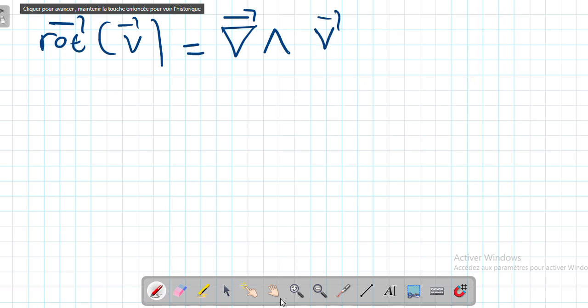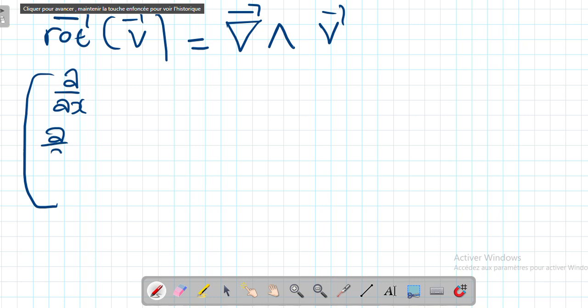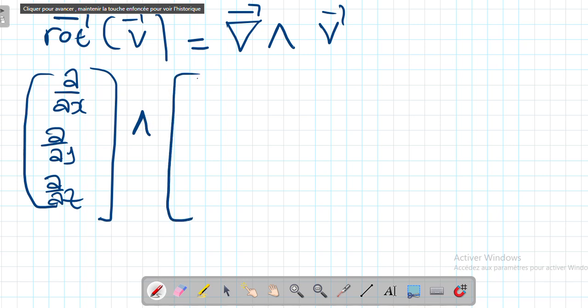So the nabla differs according to the coordinate system, as we've seen the entire period of this class. Del over del x, del over del y, del over del z. This is nabla in the Cartesian coordinate system. Then, because it's a vector, it will be written as a matrix with different components.